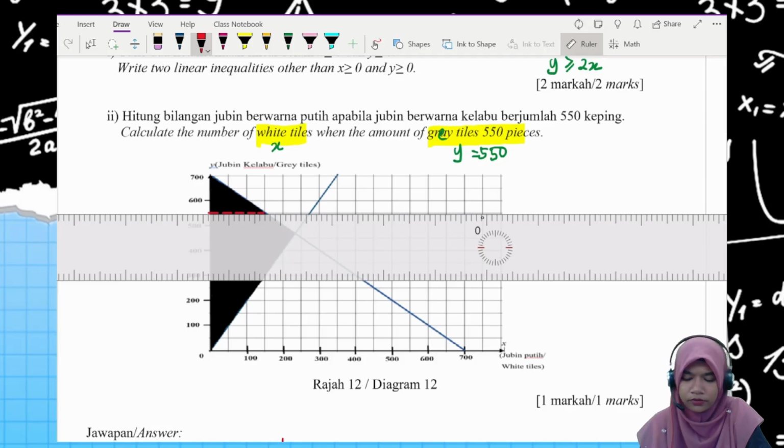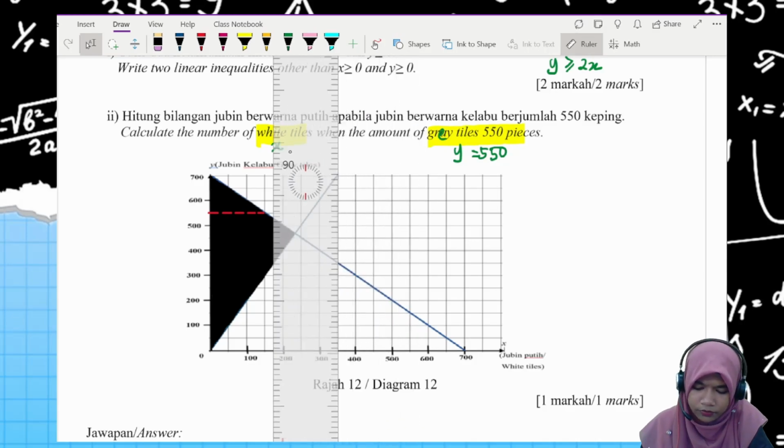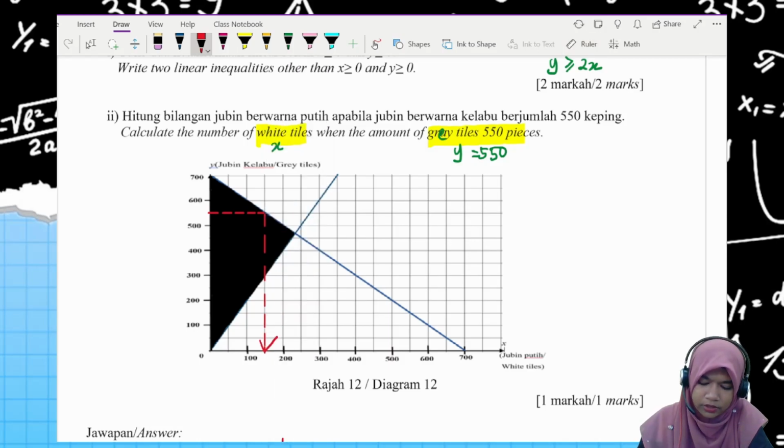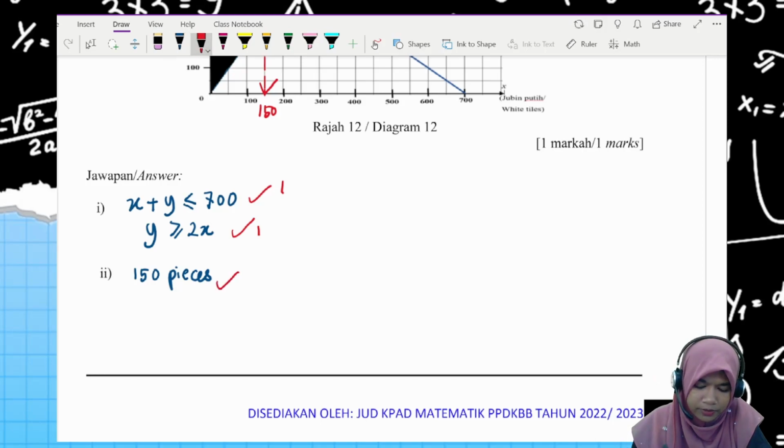Based on the graph, when y equals 550, the value of x is, so you reflect to find the value of x. Then you get the value of x. You should know how to read the scale. So this one is 150. Therefore, question number 2, the answer is 150 pieces. So you get another 1 mark. Total mark for this question is 3 marks.